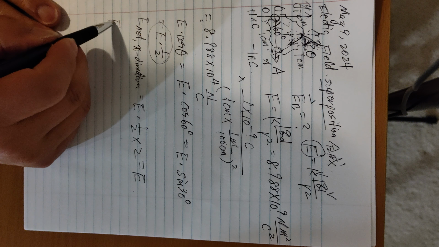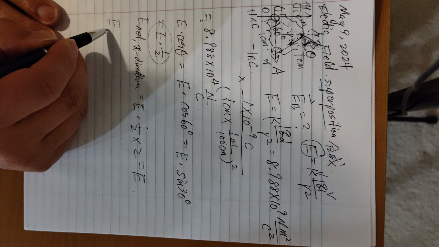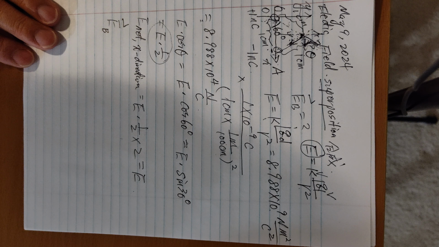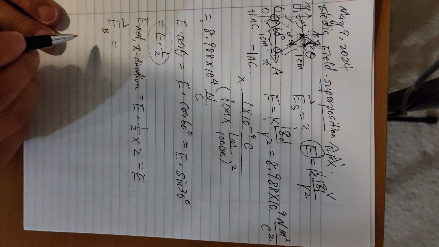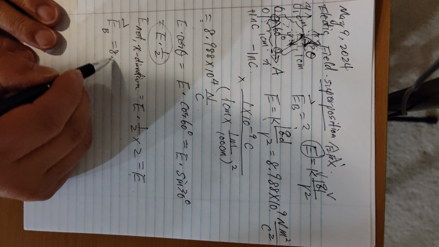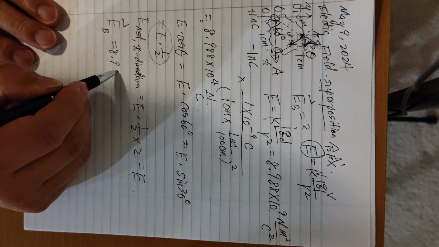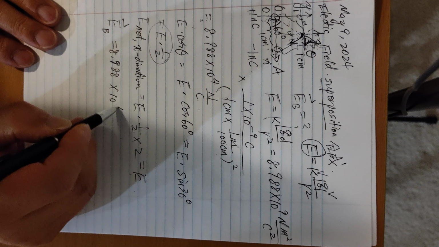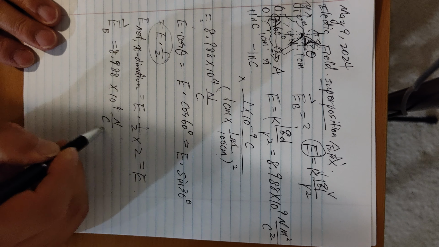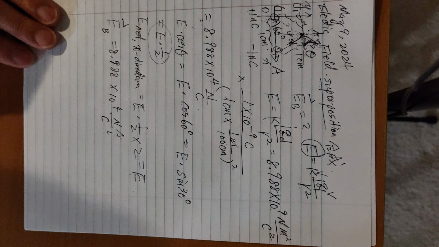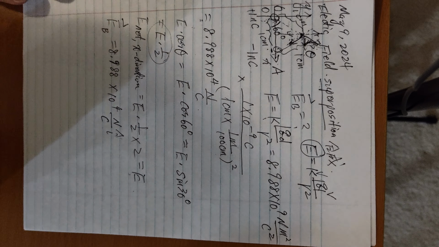So the final result, the electric field at point B, since this is a vector, we have to put an arrow over there. We know the magnitude is this guy, 8.988 times 10 to the power of 4 Newton per coulomb. Don't forget this is in the x direction, so we need to put i hat over there. So that's pretty much it.